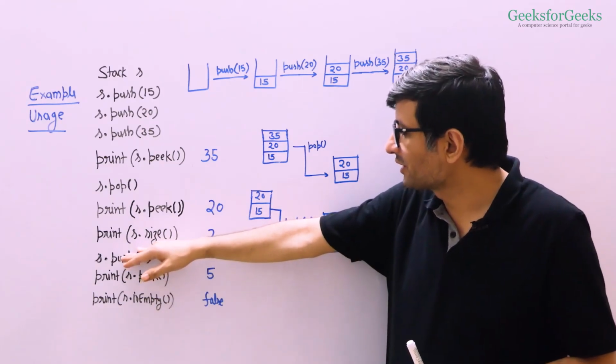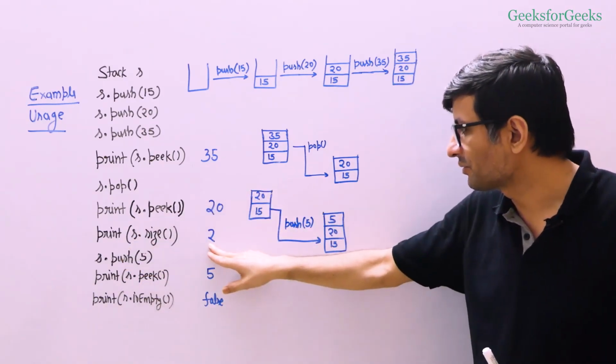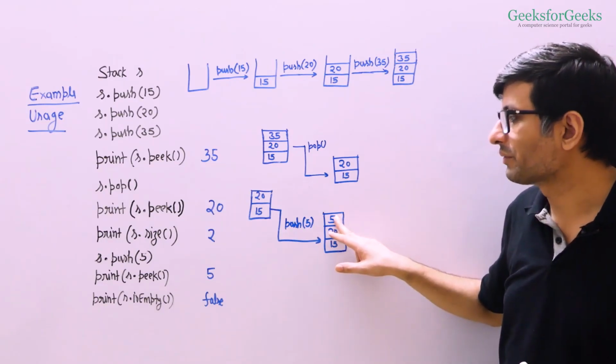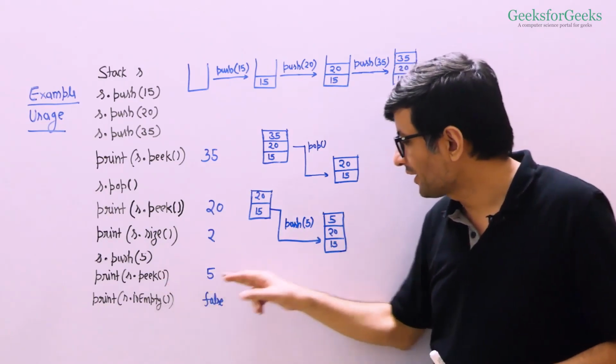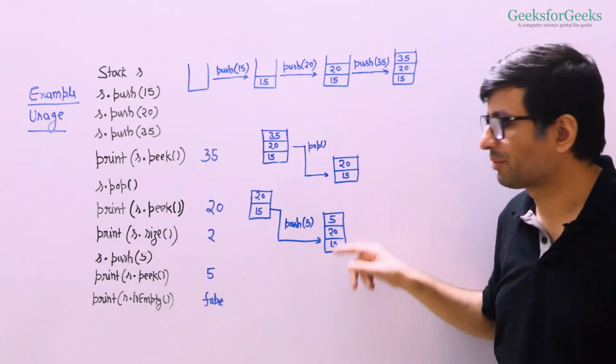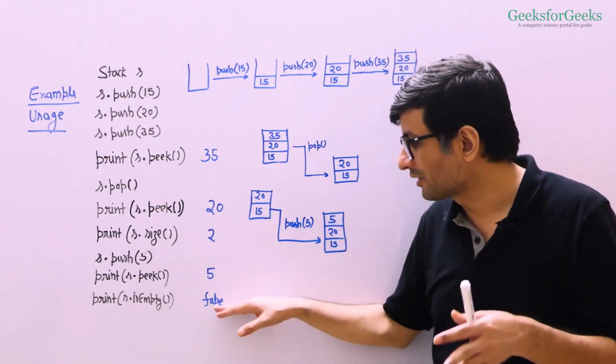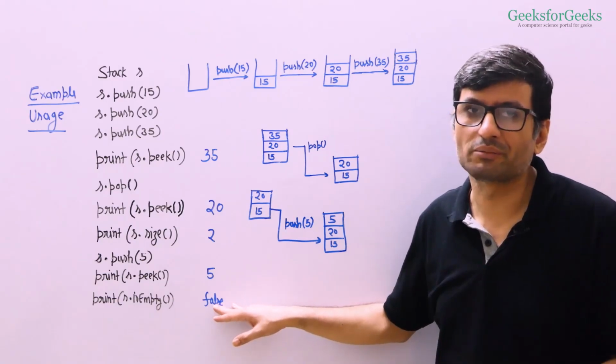When you call size on the stack, you have 2 items, so your size is 2. Now when you call push again, 5 is going to be pushed on the top of the stack. Now when you call peek again, you get the top of the stack as output. IsEmpty is going to return a boolean value, so it returns false here because the stack is not empty.